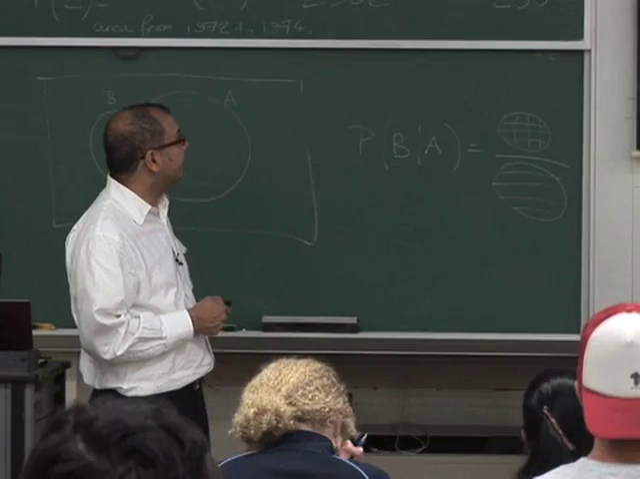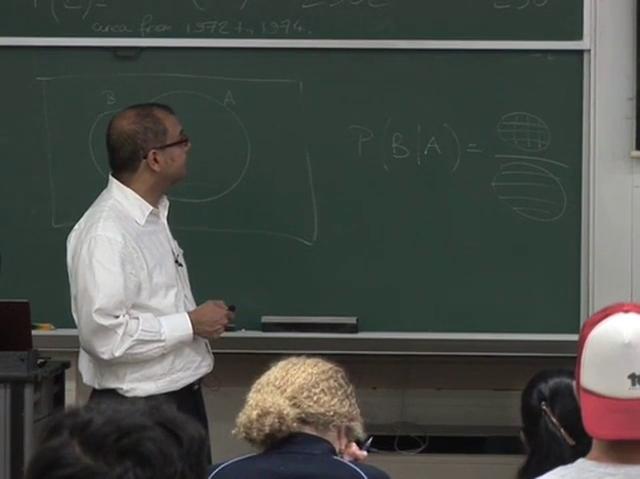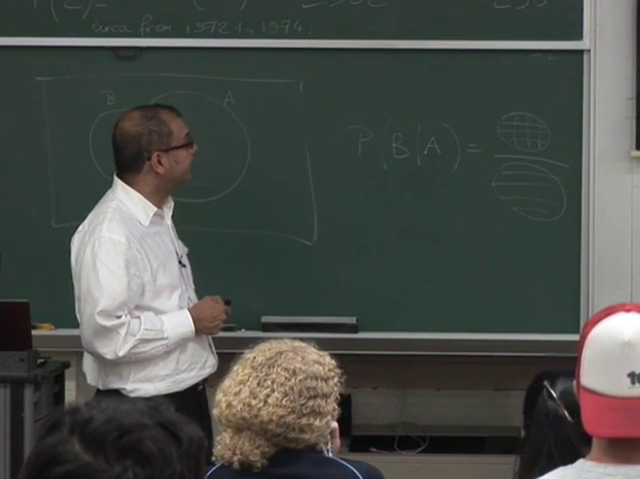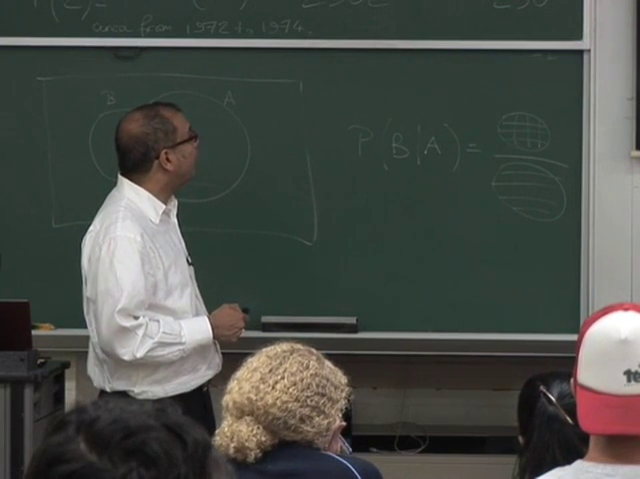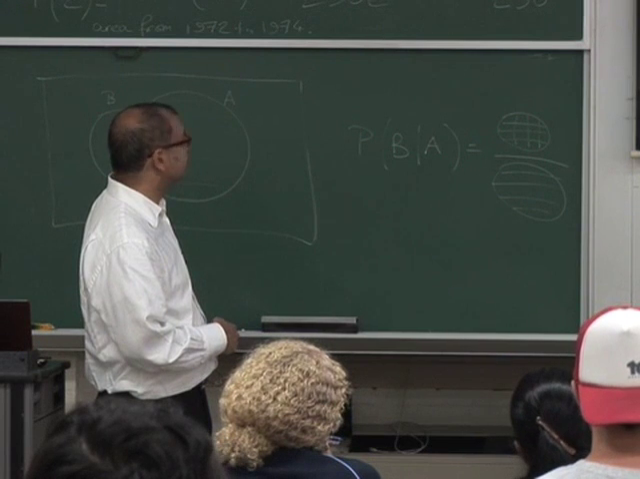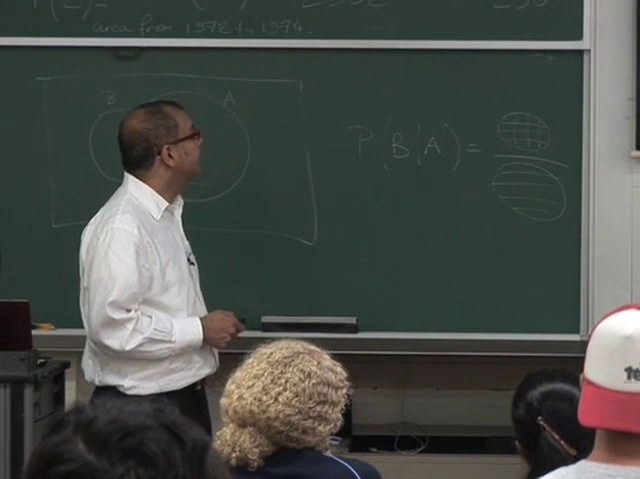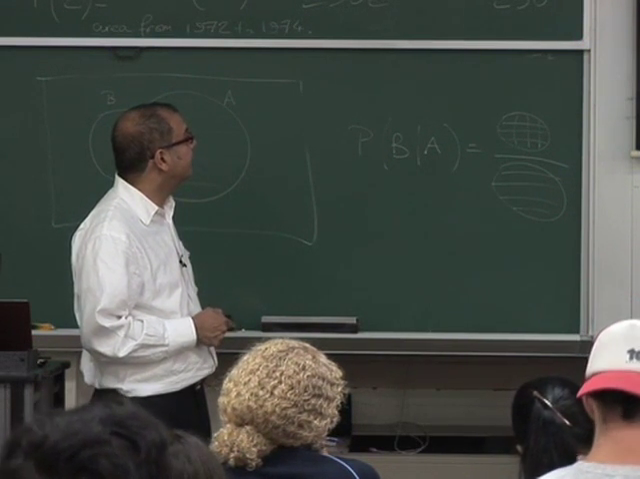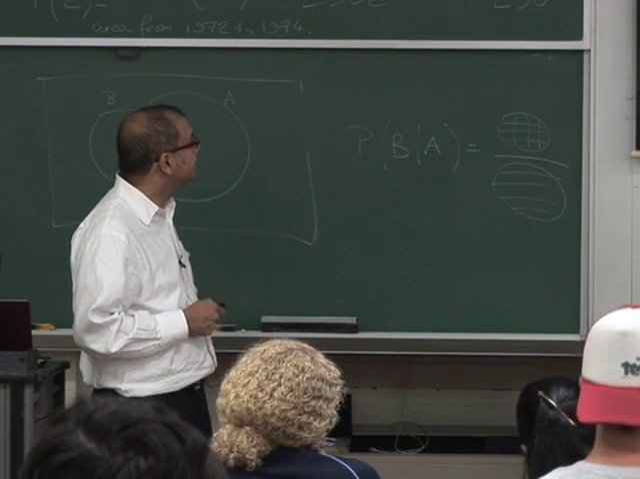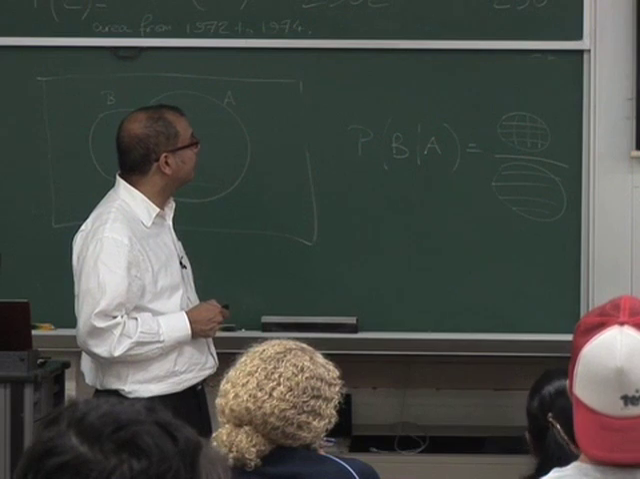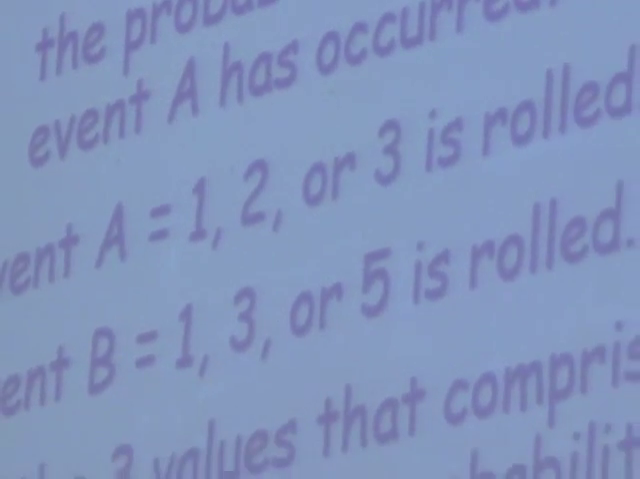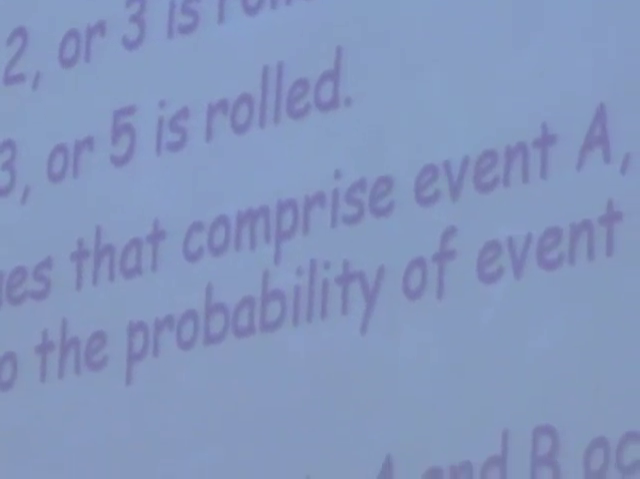Okay, so of the three values that make up event A, 1 and 3, these two values are associated with event B. Okay, so outcome 1 and outcome 3 is in this intersection. Okay, so the probability of event B occurring given event A is these two out of the three possibilities. Okay, this and this out of the possibilities 1, 2, and 3. So you would know that the conditional probability is 2/3.